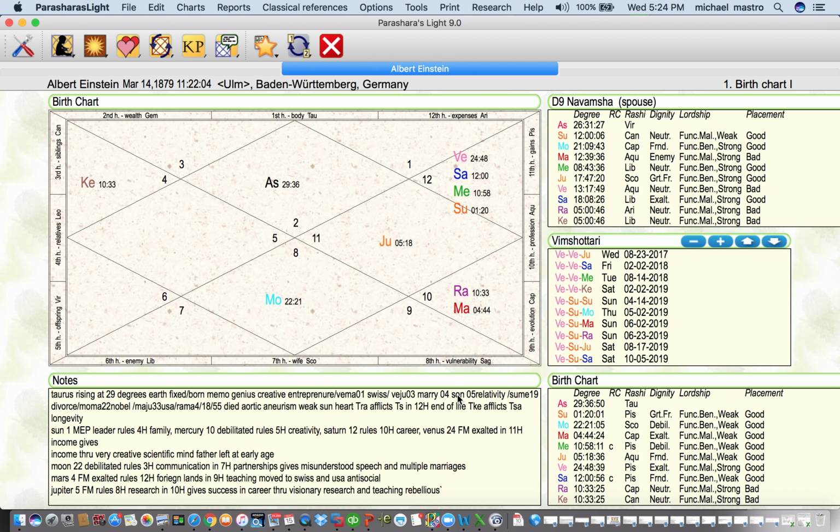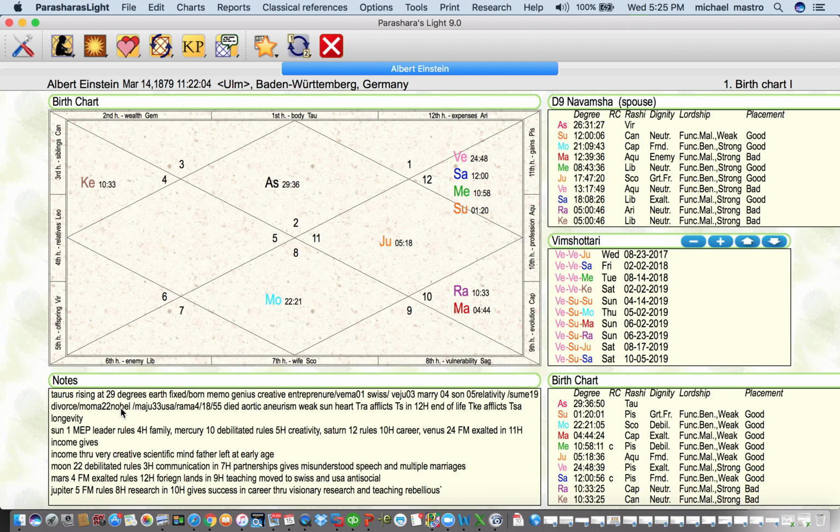Let's see. In 1905 he presented the theory of relativity. So that was still all during this Venus-Jupiter being teaching period. And then he got a divorce in 1919. So that was a Sun-Mercury period. So Mercury is this house of... Sun is ruling this house of family. So and it's weak. So that makes sense.